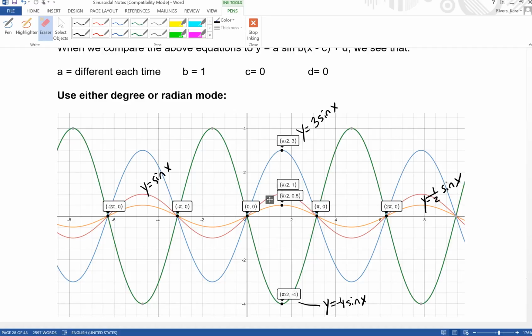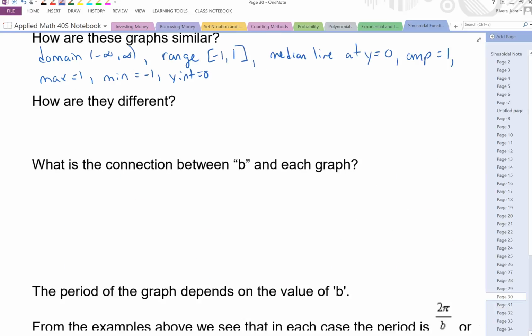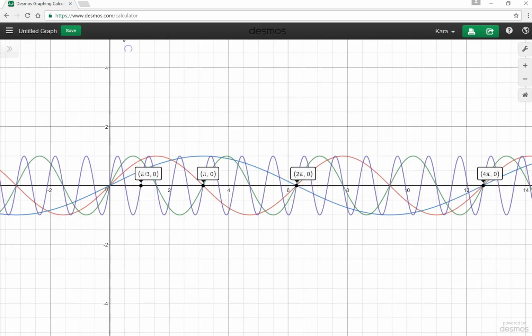Okay, so let's summarize our b-value. If we look at the graphs that we just did, how are these graphs similar? Well, the domain goes from negative infinity to infinity. The range is from negative 1 to 1. We can have a look at that again. Right? The range hasn't changed at all. Which also means our median line hasn't changed, if we're going from negative 1 to 1. Our minimum hasn't changed. Our maximum hasn't changed. Those are all the same for all of our graphs. My y-intercept is still 0. Right? So all of those are the same.